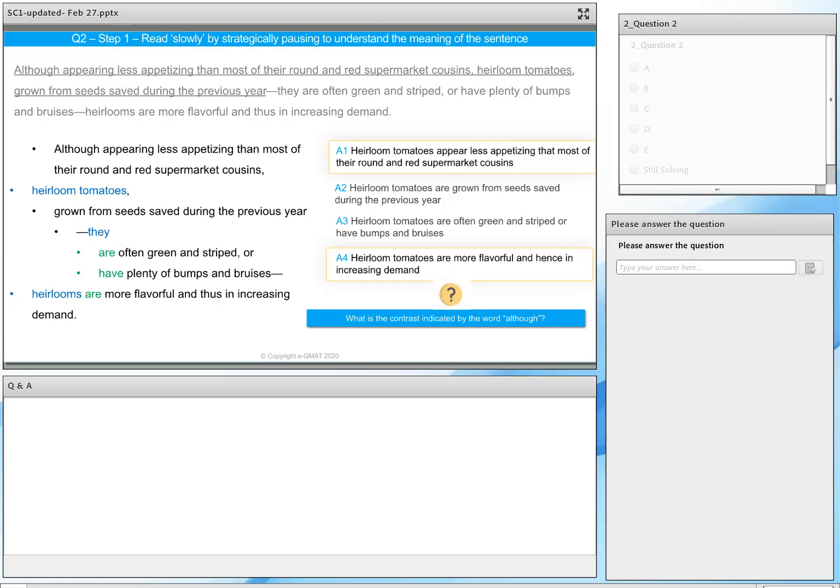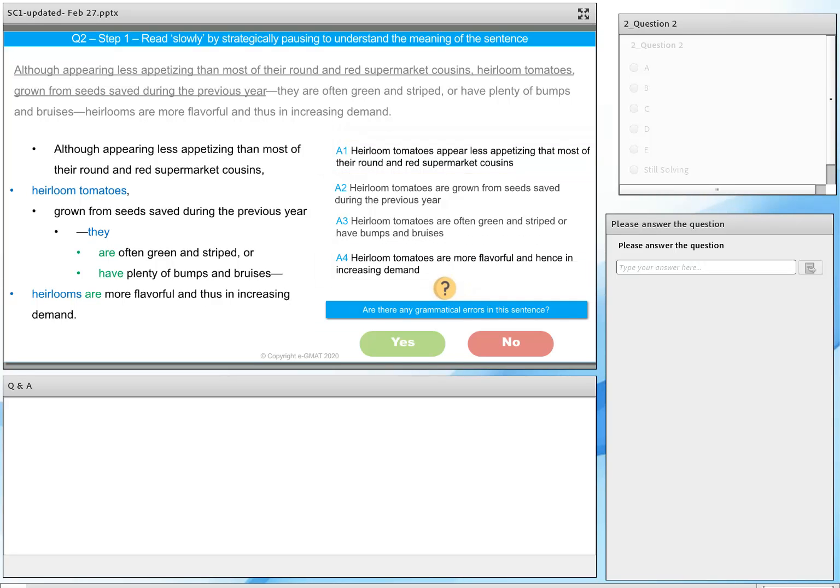Now, let me ask that next level question now that we seem to understand this meaning and have our hands around this meaning. Are there any grammatical errors in this sentence?